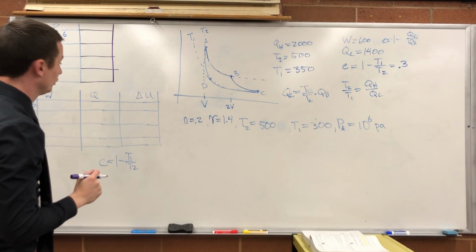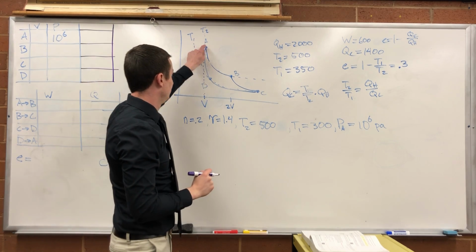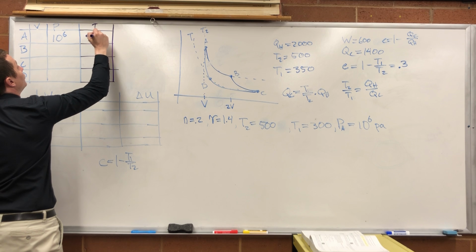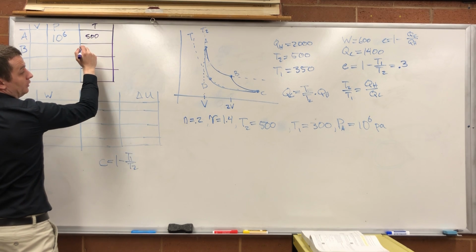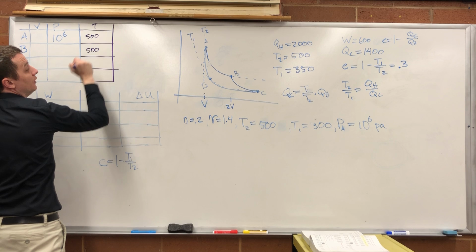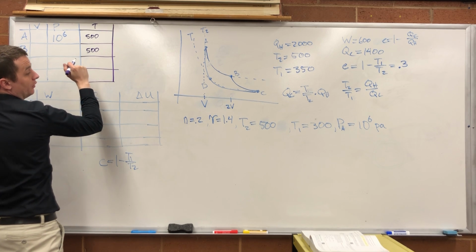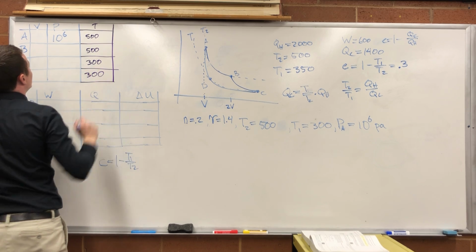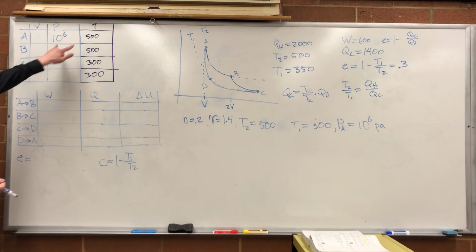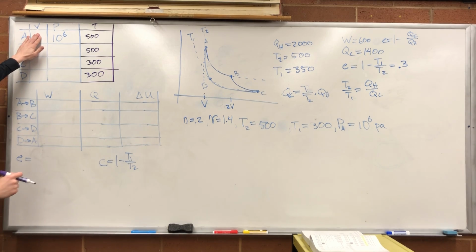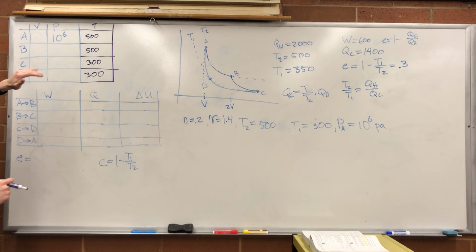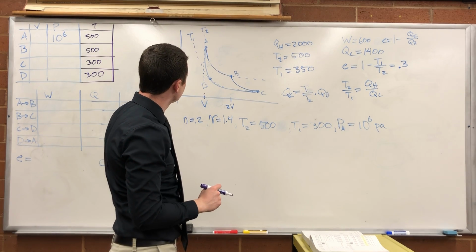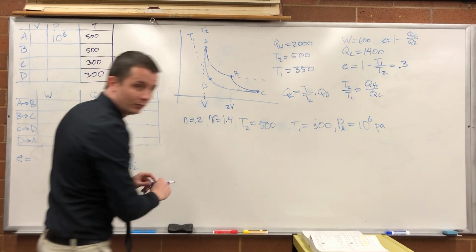I know the temperature at A is 500. Temperature B is still 500. And then we drop down to 300. Okay, so we can use the ideal gas equation to get that B. That will be fine. Now, going from here to here, now take it one step at a time.